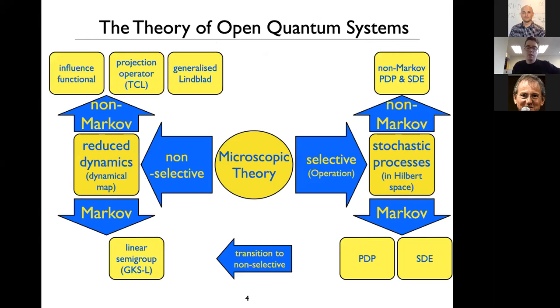Okay, so in this slide, I've just listed a roadmap of some of the ideas and how they're related. What we're going to do in today's lecture is focus on what's in the left bottom corner of this roadmap. So we'll consider a general microscopic theory, then we'll go into the reduced dynamics as described through the dynamical map, so going to the left.